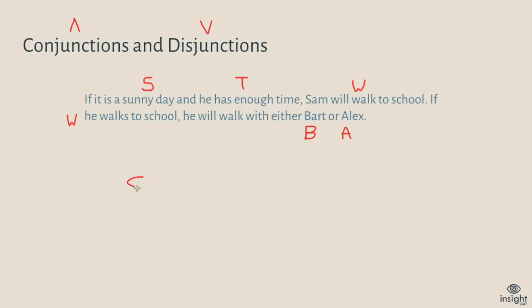Okay, if it's a sunny day and he has enough time, then, right, the implied then, Sam will walk to school. If he walks to school, then he'll walk with either Bart or Alex. Okay, there we have it. If S and T, then W, and if W, then B or A. If it's a sunny day and he has enough time, then Sam will walk, and if he walks, it will be with either Bart or Alex.